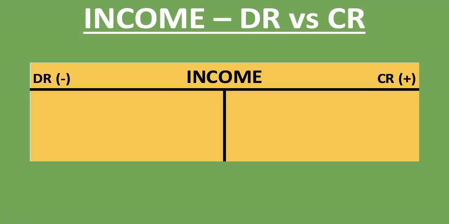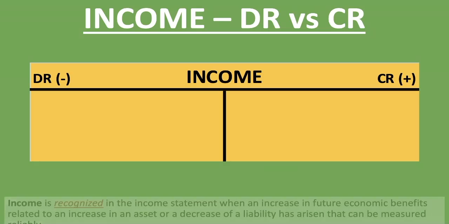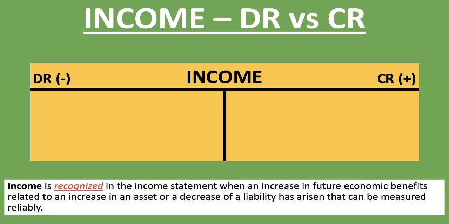And the last thing we look at here is the recognition of income. Income is recognized in the income statement or the statement of comprehensive income when an increase in future economic benefits related to an increase in an asset or a decrease of a liability has arisen that can be measured reliably. I hope it's made sense.